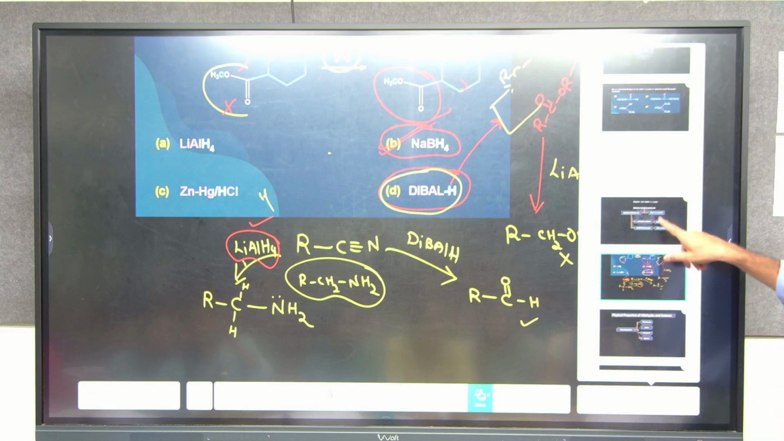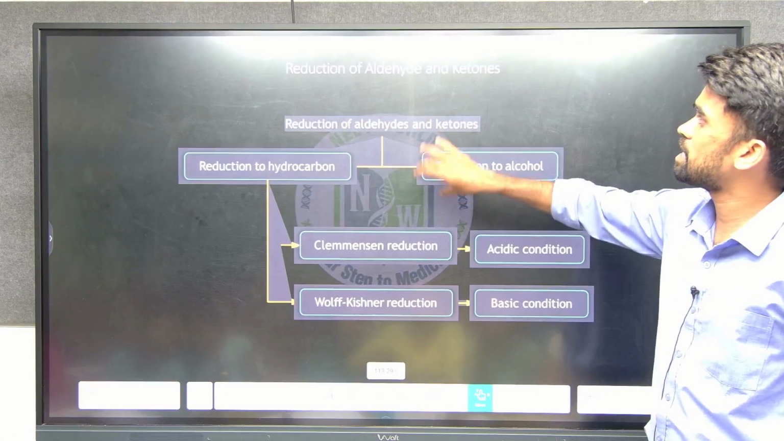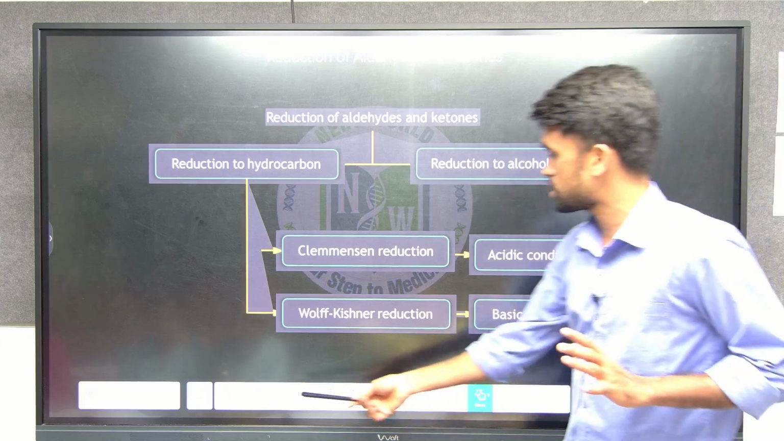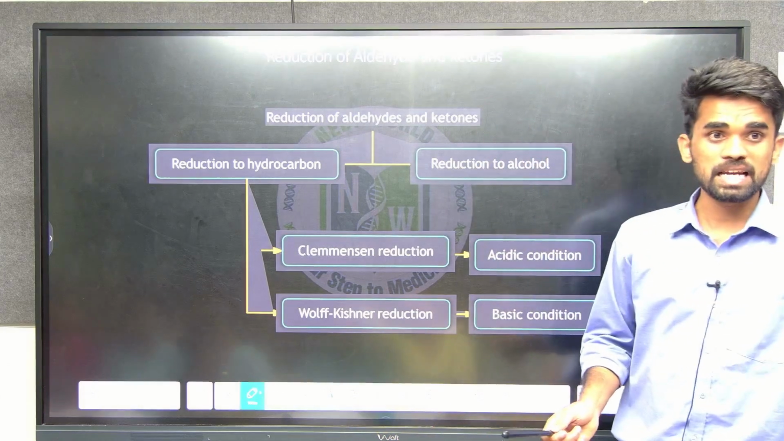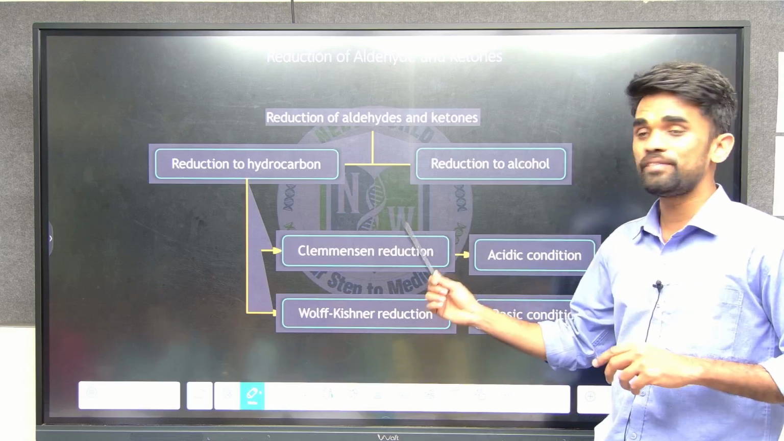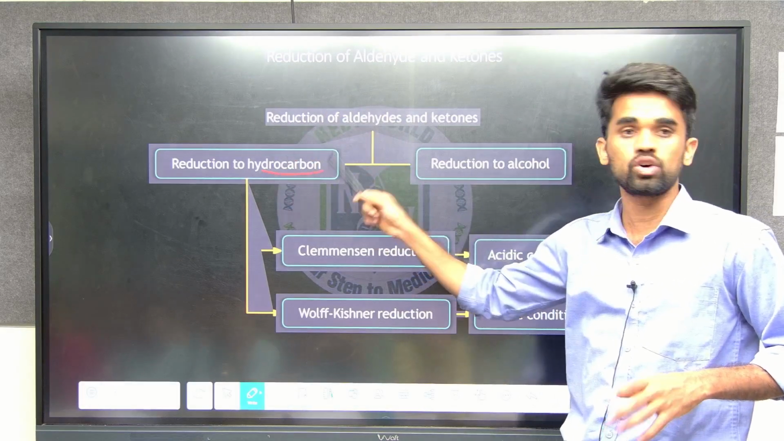Now tell me, guys. See, we are studying reduction of aldehydes and ketones. What are the reduction methods we have studied till now? In the previous classes, we discussed Clemmensen reduction and Wolff-Kishner reduction. They convert aldehydes and ketones to the respective alkanes, hydrocarbons, I can say.